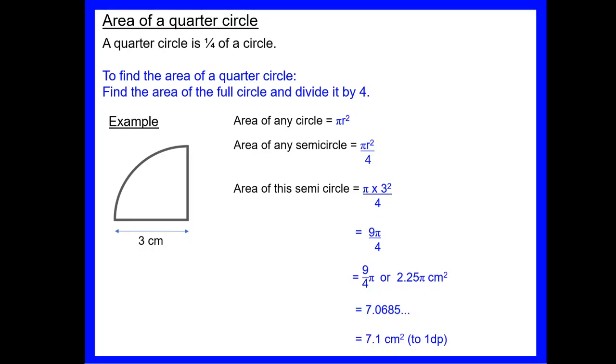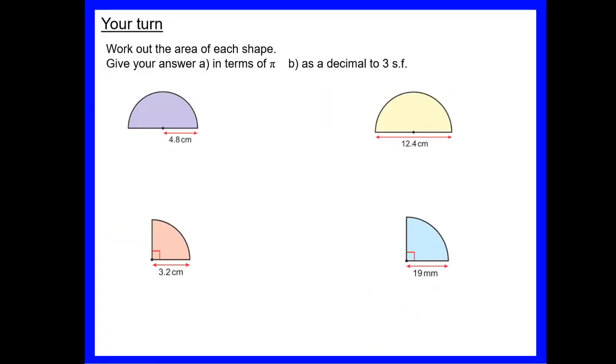Make sure you're happy with those 2 examples before you move on. If you need to, pause, rewind and watch those again. Okay, so now it's your turn. For each of the 4 shapes, you need to find the area. You need to give your answer in terms of pi and then give your answer to 3 significant figures. Pause the video, have a go now.